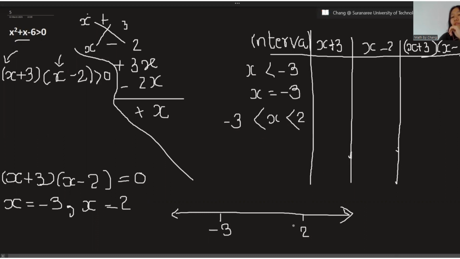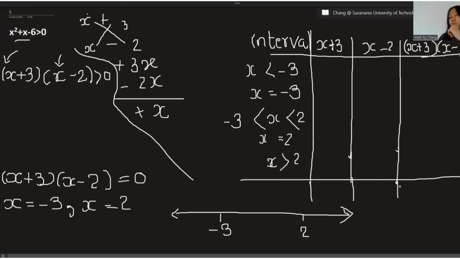And the next is when x equals 2. And the last is when x is greater than 2. All right, so these are the intervals you need to consider. So how did you get the intervals? These are the values you get from the pairs of the factors that you have factorized. All right, so let's consider. You just need to consider the sign, not the actual value.